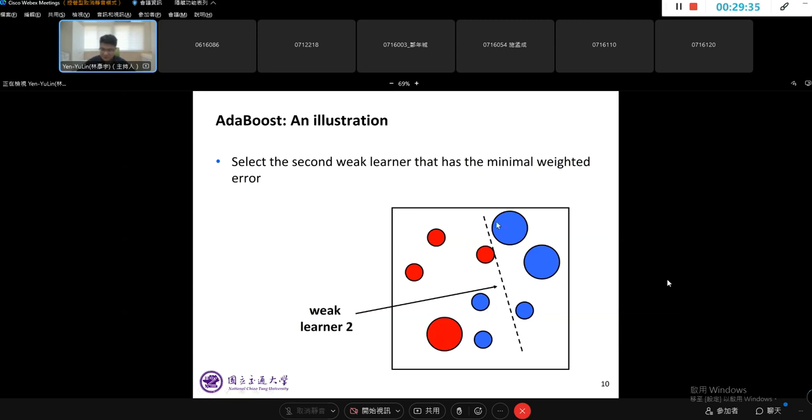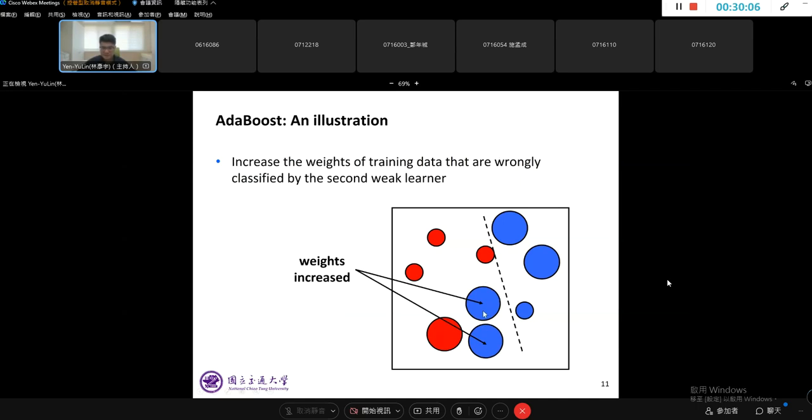In this situation, the right-hand side region of the decision boundary is associated with class blue. On the other hand, the left-hand side decision region belongs to class red. So as you can see, these 2 data points are misclassified. So we need to increase the weight of the 2 data points.